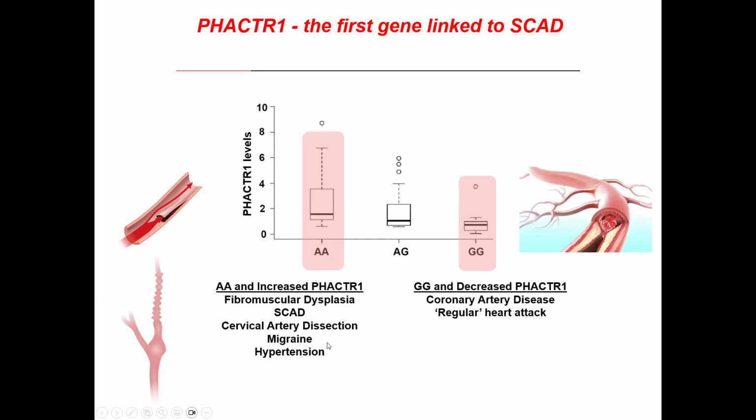And I'm sure a number of the people listening to this talk that have SCAD also do have migraine and possibly hypertension as well. What's really interesting is that the opposite form of this gene, the GG form, or the genetic change of a GG, is actually protective against SCAD, but it is linked to regular coronary artery disease, or the buildup of fatty plaques in the arteries. So in some ways, there's a bit of a trade-off between having SCAD and having this regular form of blockages in the coronary arteries.